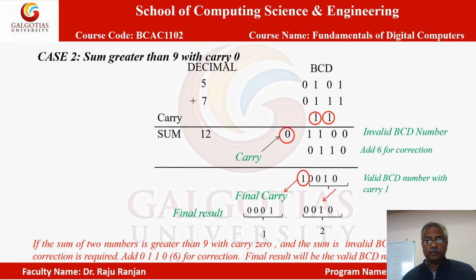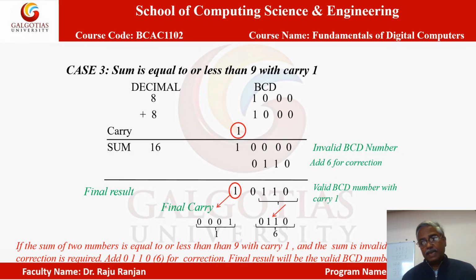Now the case 3, the third case, that is sum is equal to or less than 9 with carry 1. So here we will perform addition of 8 plus 8, that is the answer will be 16. So in BCD 8 is denoted as 1, 0, 0, 0. So we will add 1, 0, 0, 0 with 1, 0, 0, 0.